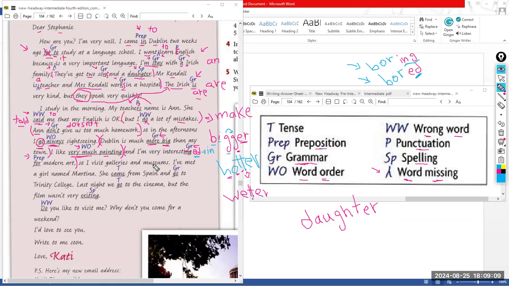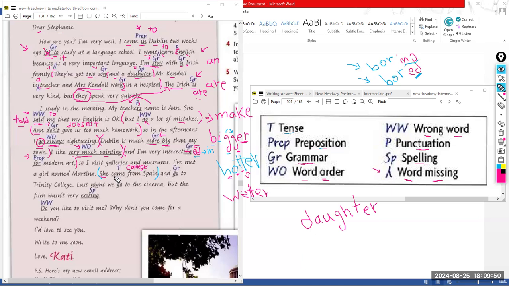So I visit galleries and museums. I've met a girl named Martina. She came from Spain. So notice here that we have a tense mistake. Can you please correct it? Exactly. So notice that I have to say she comes from. Because I'm talking in general, I have to use the simple present tense. And in using the simple present tense, absolutely with the pronouns he, she, it, and any singular noun, I have to add s, es, ies at the end of the verb. So I have to say she comes from Spain.